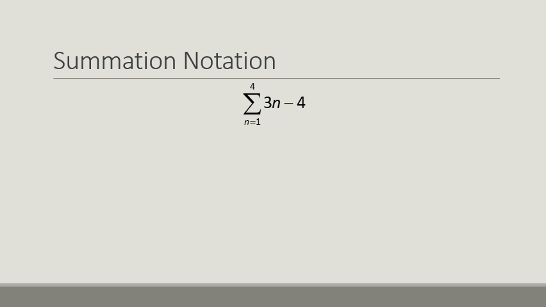Now this is what we call summation notation, and it means find the sum. This is your rule. This is your first term, or where you start is a better explanation. It doesn't always have to be 1. And this is where you end. So you're going to have a finite sequence with these.